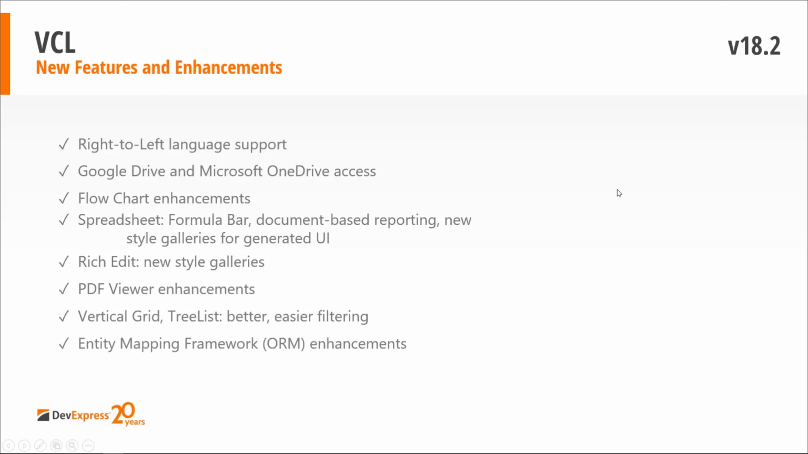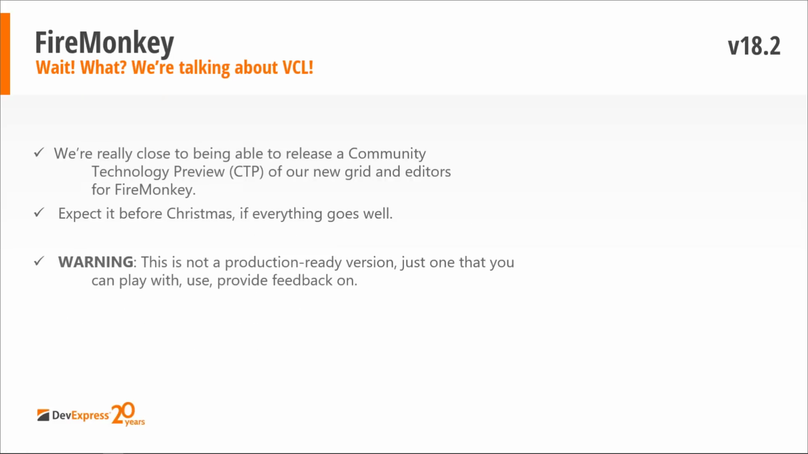And the team has managed to slip in a slide to talk about FireMonkey. Well, here's a scoop. We're getting very close to being able to release a CTP version of our FireMonkey grid control. But obviously, we've had to concentrate on VCL 18.2 first. Now, CTP here means a very early beta. It's certainly not ready for production, and it will not have, in its initial incarnation, every single feature from our now 20-year-old VCL grid.